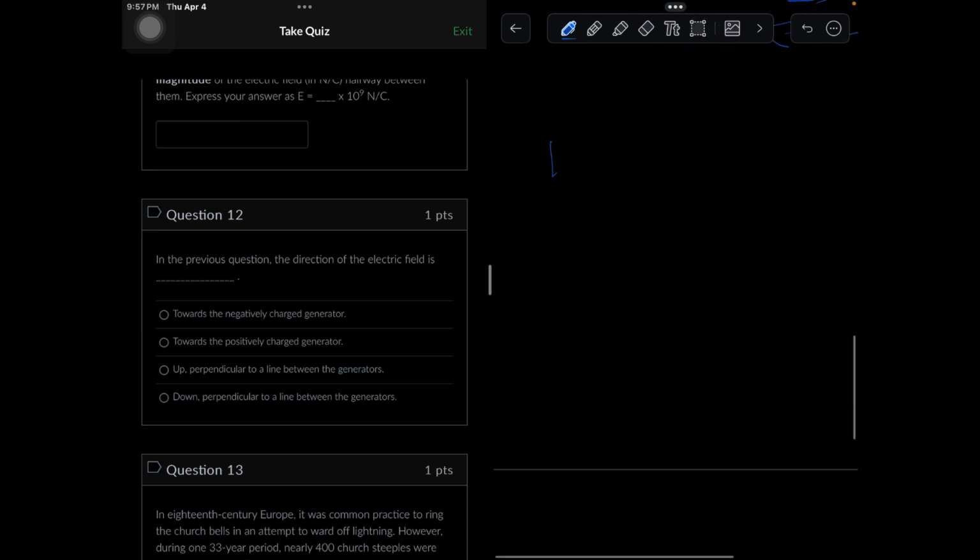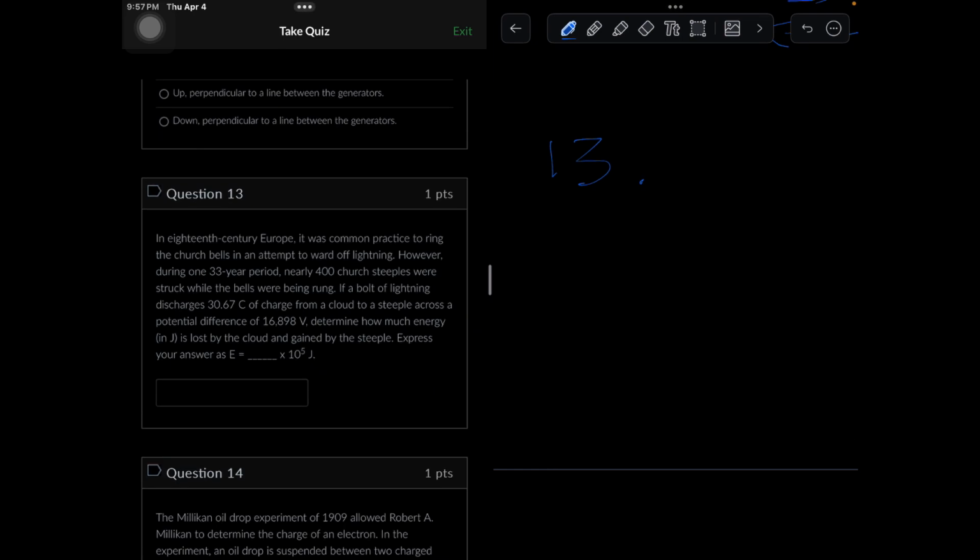Question 13. In the 18th century, it was a common practice to ring the church bell, and however, okay, this is just a bunch of history material that is unnecessary to the question, but we are given that a bolt of lightning discharges at a certain charge, and the electric potential difference from the cloud is a certain voltage value. Determine how much energy is lost. Keep in mind that potential energy is equal to nothing but the voltage times the charge.